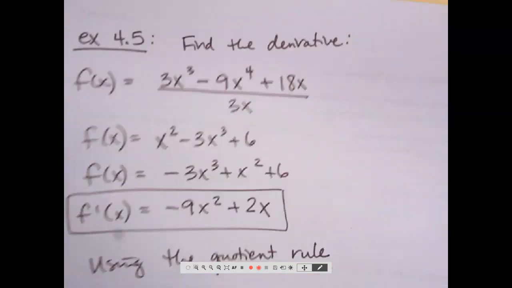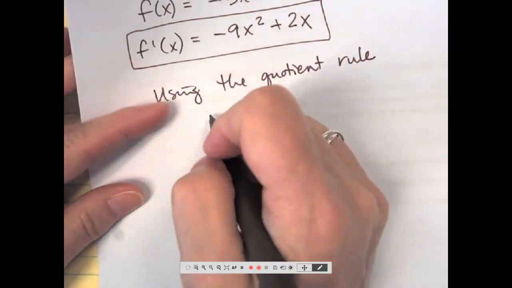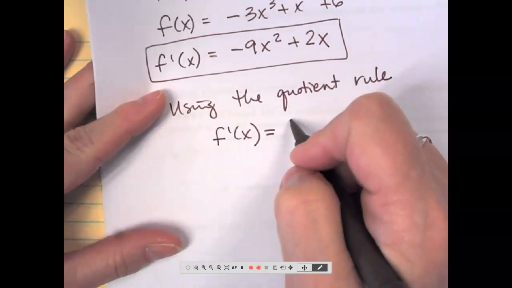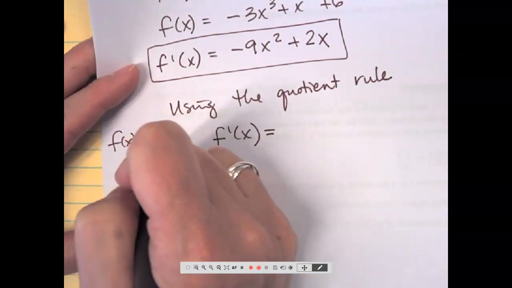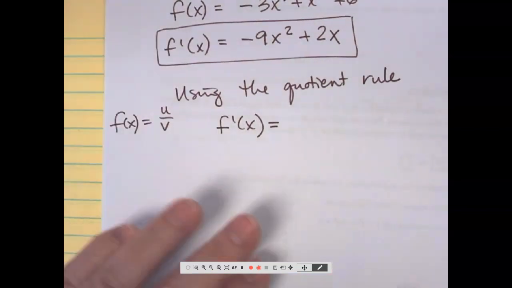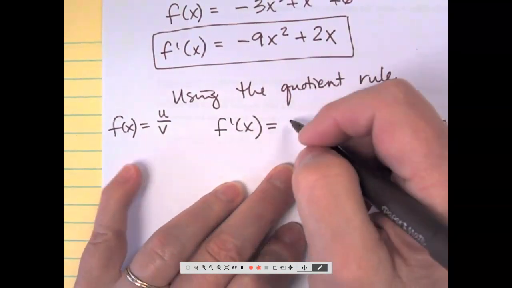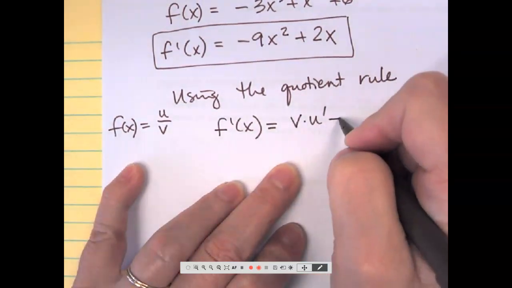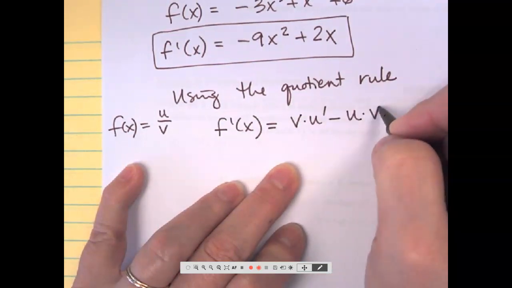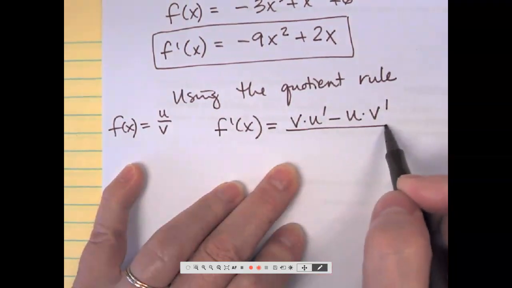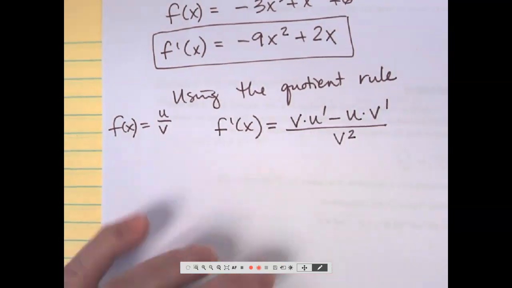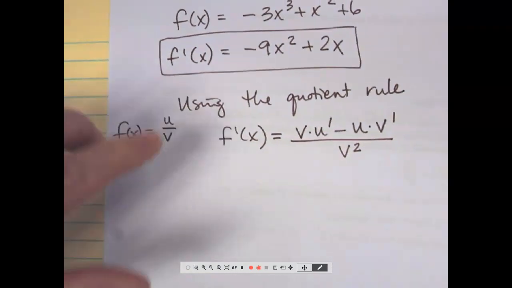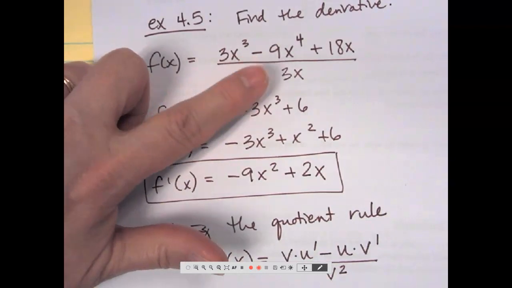Okay, all right, so let's write this out. f of x is u over v. f prime of x is, I'm going to say the rhyme, low d high minus high d low over the square of what's below. Okay, so let's put that into practice here with the original function that I had up here.